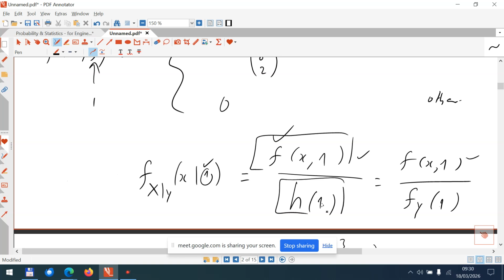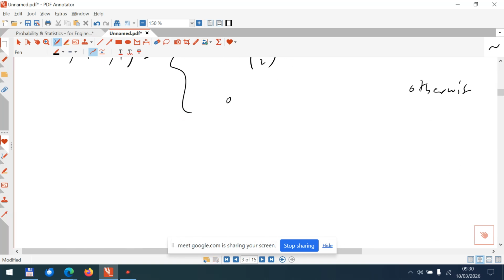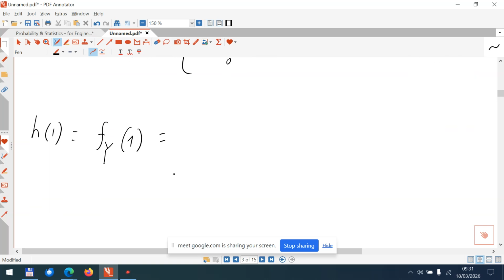Now we'll look for h of 1. To make sure you follow what I'm doing, I'm going to write it in this notation, which is the marginal distribution of y at 1. Now, do you remember the formula for the marginal distribution?